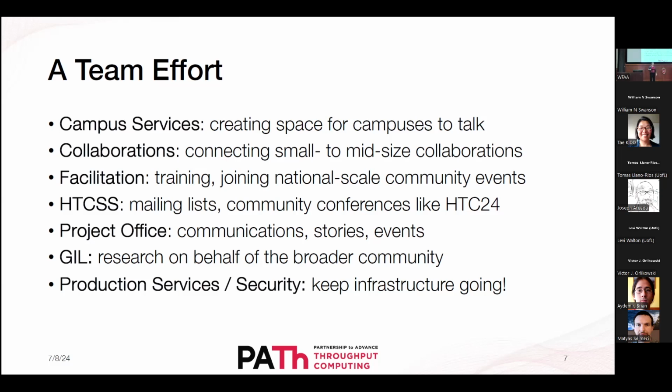Can folks who support campus services raise their hand? And collaborations. Pascal's not raising his hand, but he also supports collaborations. Facilitation, HTCondor developers. Okay, the project office, they're probably not in there. They're probably out at the registration table. The nice folks at the registration table. Global Infrastructure Laboratory, Frank, and production services, operations, software, networking, and security. Keep everything running. That's a lot of people.